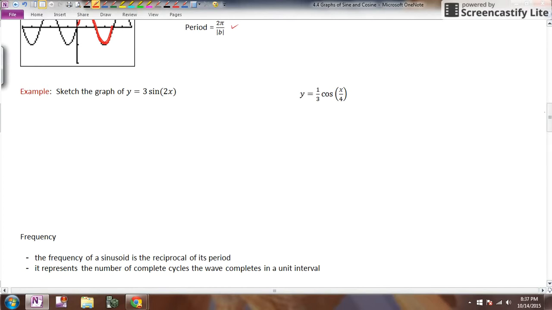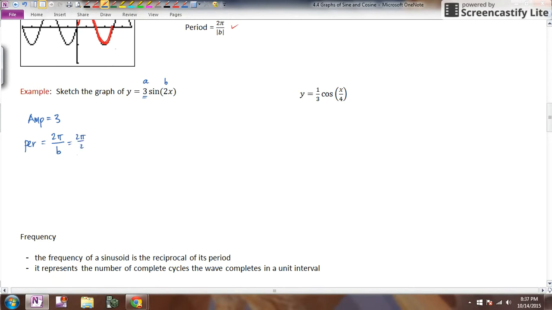Let me sketch this first one. So the first thing you should always do when you see a sine or cosine graph is you should see what that multiplier out front is. That's your amplitude. So you know how tall to make your graph. So I know the amplitude is 3. And the period is always the multiplier. So it's always 2 pi over whatever this b value is. There's your a, there's your b. Your b is what's being multiplied to the x. So in my case, 2. So it's 2 pi over 2.